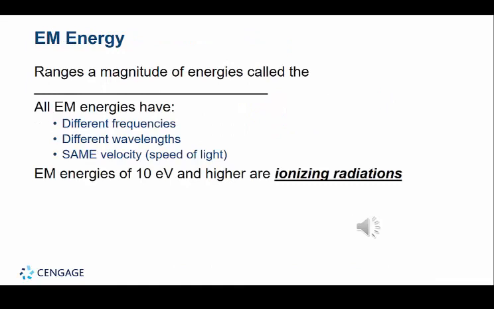The range of energies is presented on the electromagnetic spectrum. All electromagnetic energies have different frequencies and wavelengths, but they all travel at the speed of light. The speed of light will never change. EM energies of 10 electron volts and higher are considered ionizing radiations.